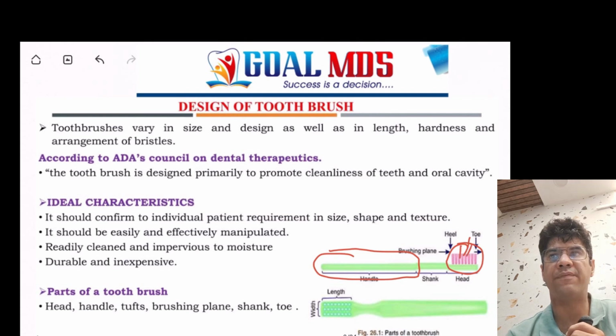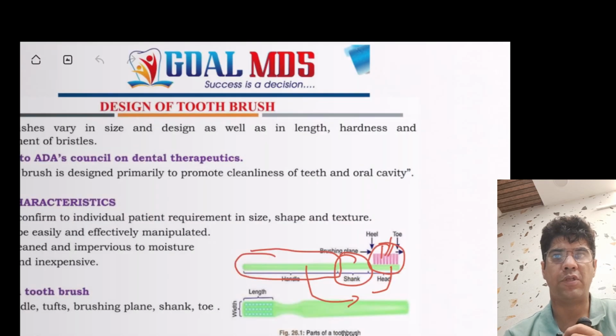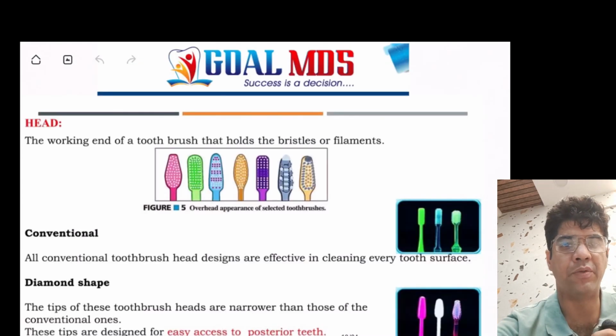Third is the tuft. A tuft is a small cluster of bristles on the head of the toothbrush. Other is the shank portion. The shank is the neck part that connects the head to the handle. So all these are the parts of the toothbrush.